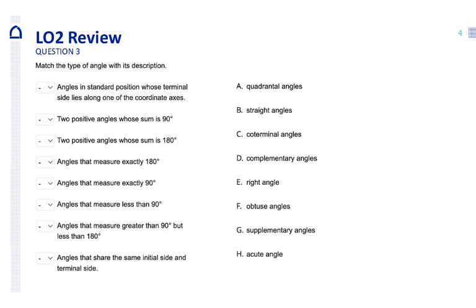Okay, here is a vocabulary matching question. Hopefully we can just go one by one. Let's look at the first one, angles in standard position. So we've got a coordinate plane and the standard position whose terminal side lies along an axis. So it's not in any one of the quadrants, it's along an axis. That's called a quadrantal angle.